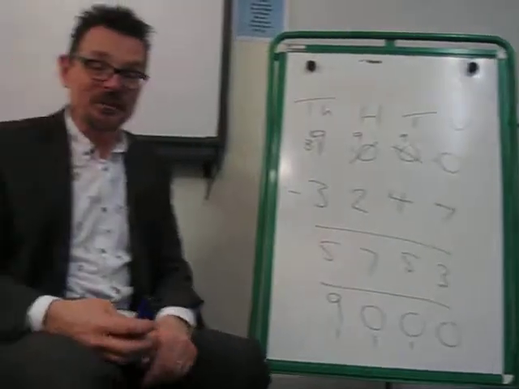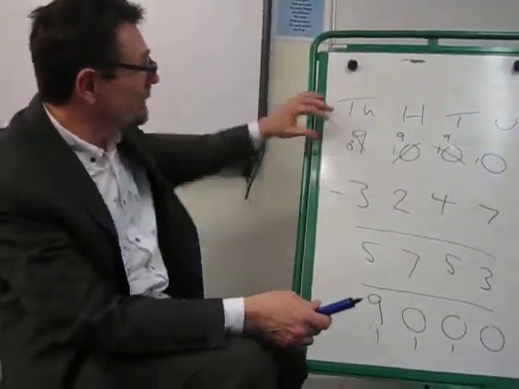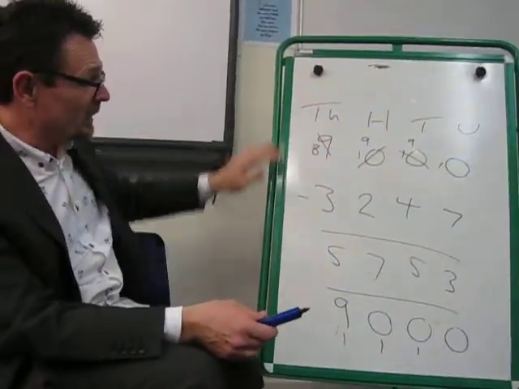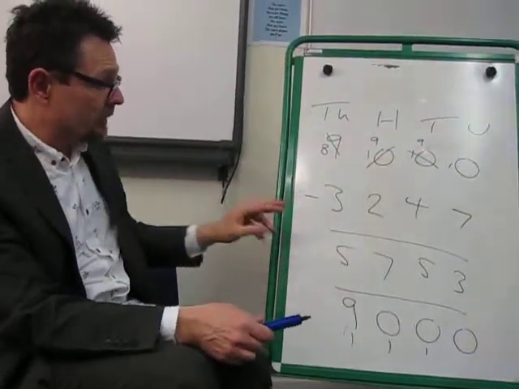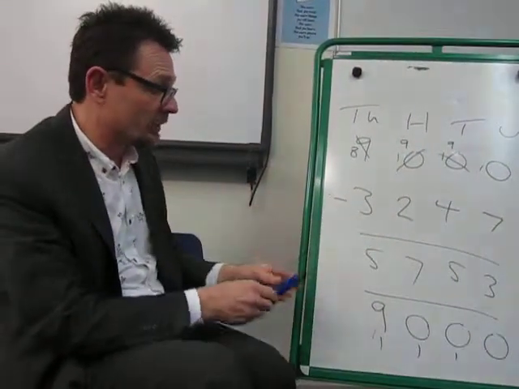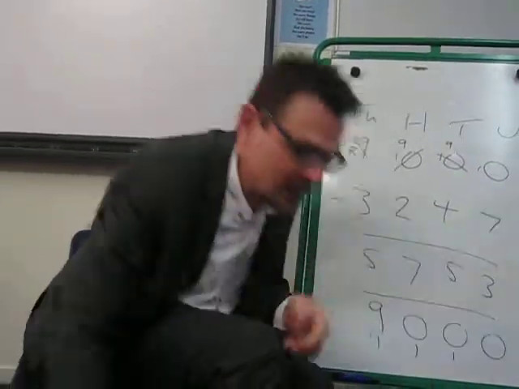We've got some rather dodgy maths going on here. Okay, but we do get to the 9,000. So it shows that our answer here, 9,000 subtract 3,247 equals 5,753, is correct. So it's as easy as that really.